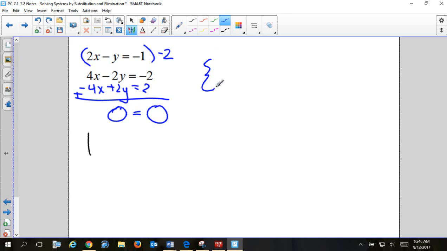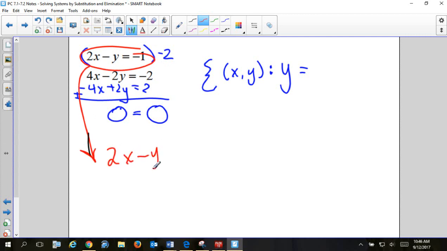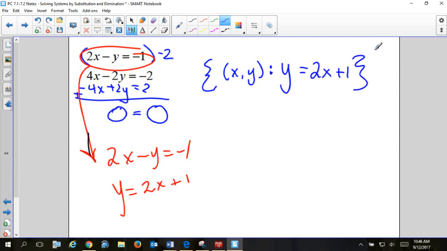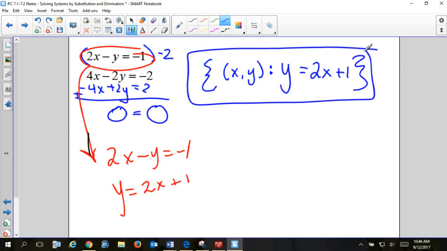This is how we're going to write our answer for infinitely many solutions. Fancy bracket, because there's more than one answer. You're going to say all the ordered pairs for a specific line. Y equals. Now, how do we find that equation? Move your y over, move your 1 over. Just solve one of those equations for y equals, whichever one looks easier. So the way I'm going to write the answer is set notation, all the ordered pairs where y equals 2x minus 1. That's how you write all the ordered pairs.